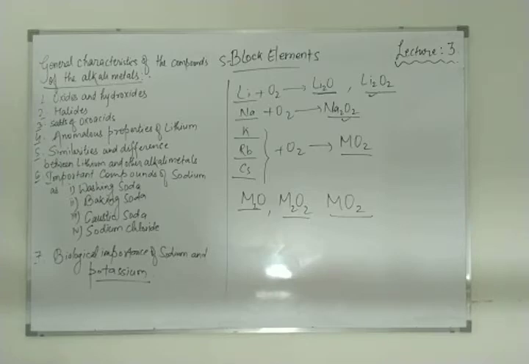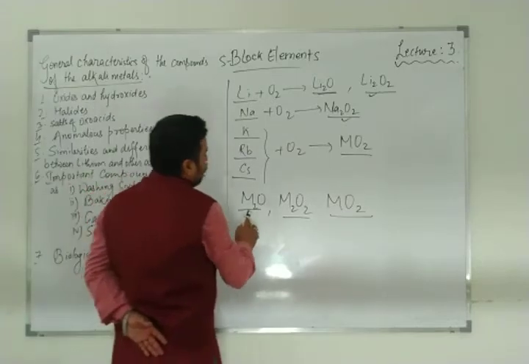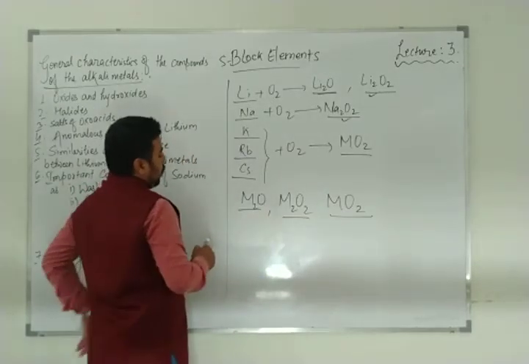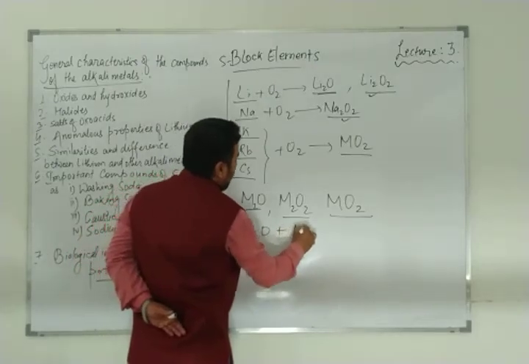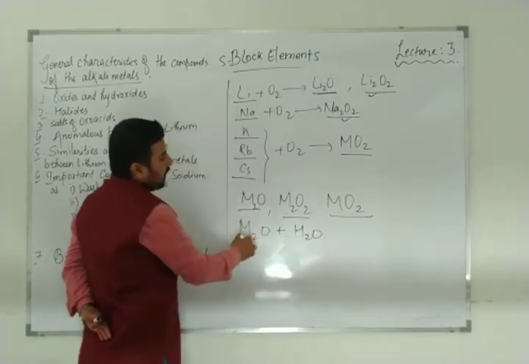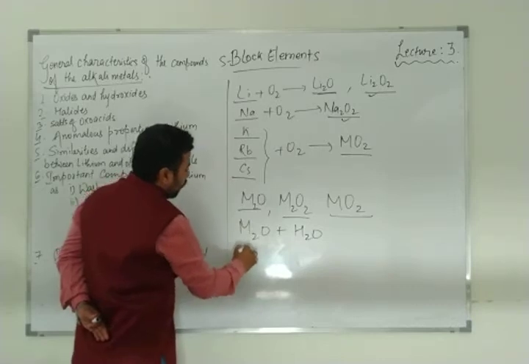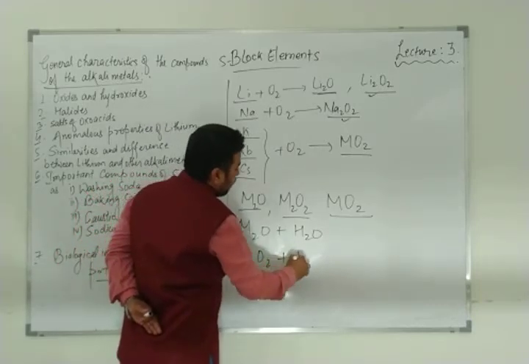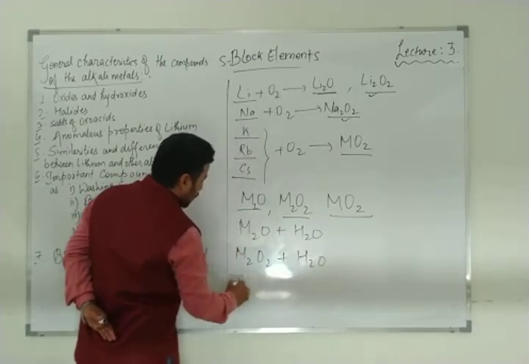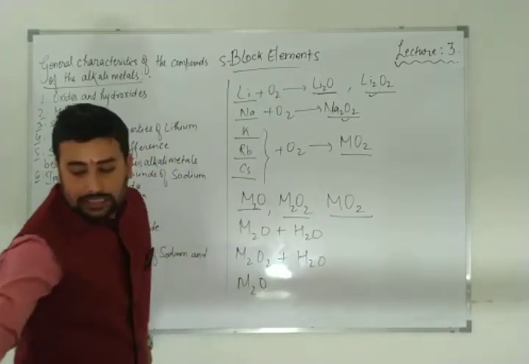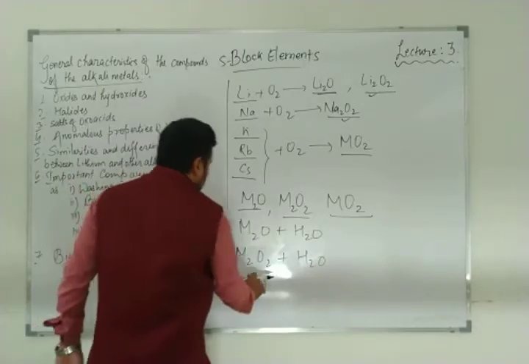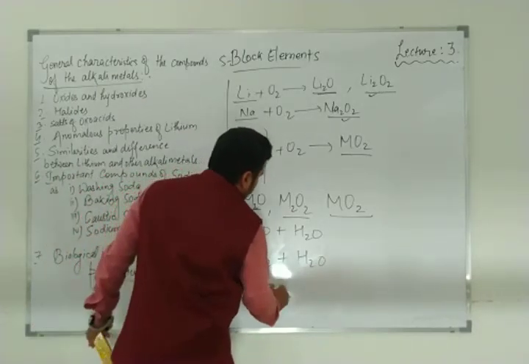Suppose I want to convert all three metallic oxides, M2O, M2O2 and MO2, with water. A question may come to your mind: what will happen if M2O reacts? Here M means all the alkali metals. What will you get when superoxides react with water, and when metallic peroxides react? Dear students, whenever we discuss anything, don't forget to note it in your notebook. So this MO2 plus H2O.